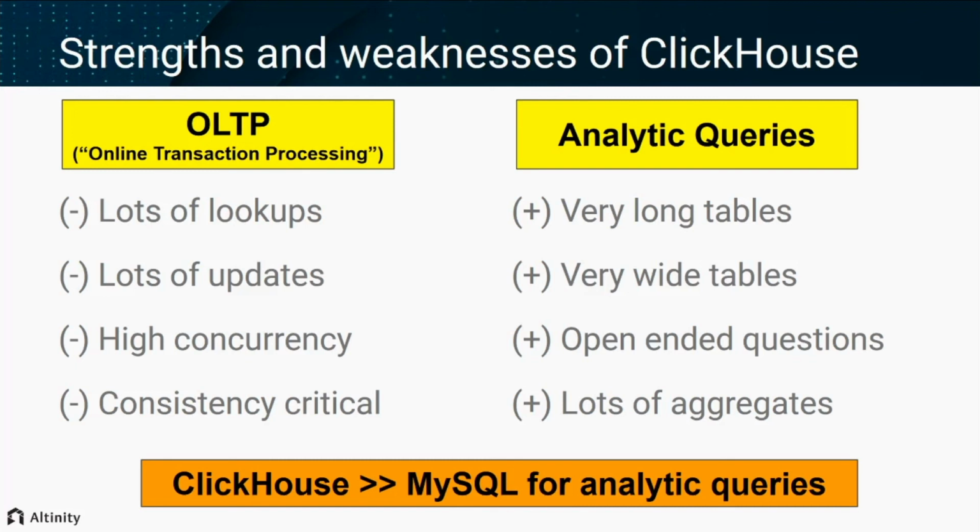And ClickHouse uses a loose consistency model, for example, on the replication, which is eventual consistency multi-master replication. So if you're running a bank, ClickHouse is probably not the right database for you. But on analytical applications, ClickHouse can be vastly faster. And by vastly, I mean faster by 1,000 times or more. It's an enormous performance difference.